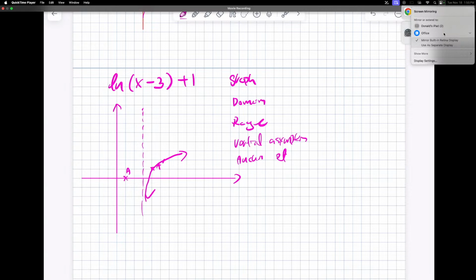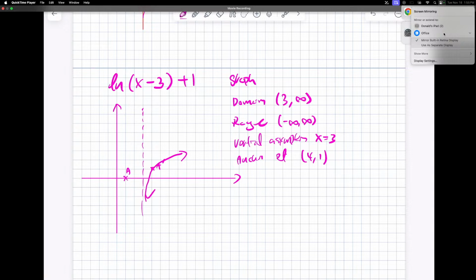By the way, what's the domain of this function? 3 to infinity, right? And the range is what? And the vertical asymptote is x equals 3, and the anchor point is going to be at (4, 1). Okay, so pretty much those are the things I want to talk about.